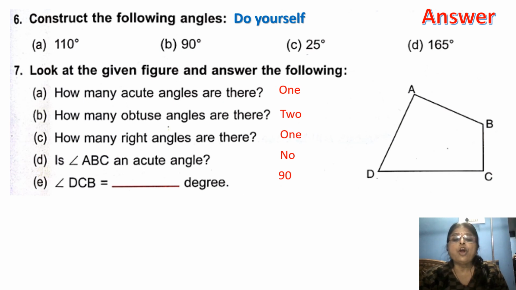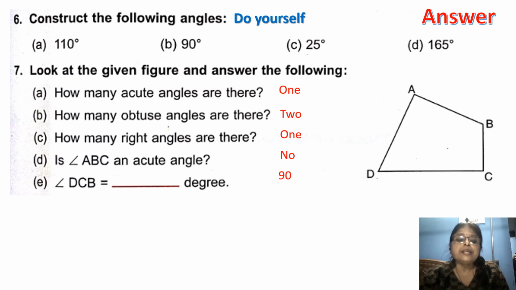Next, how many obtuse angles are there? You can measure the following, and the right answer is DAB and ABC. These two are obtuse angles. So the answer is 2. And how many right angles are there? Only one right angle is there. DCB is equal to a right angle. Only one right angle is present in this figure.